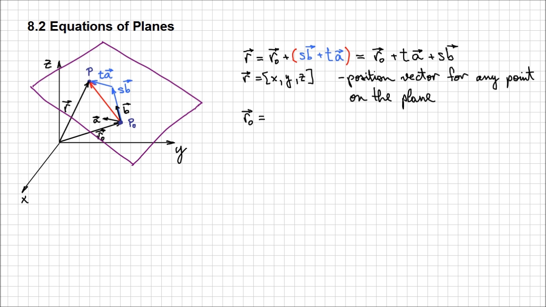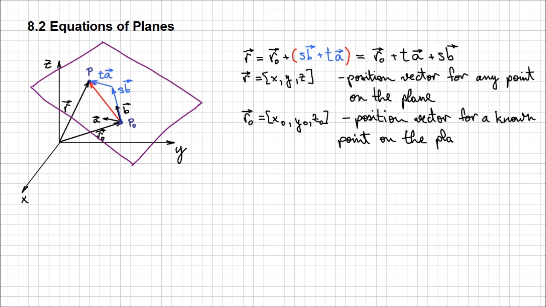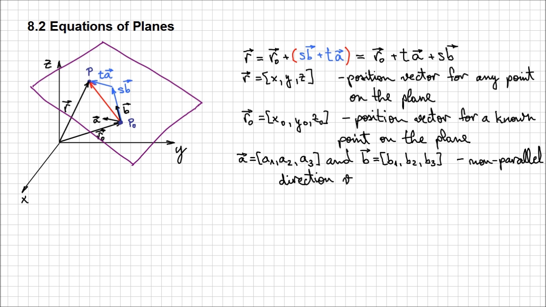The position vector R0 with components x0, y0, z0 is the position vector for a known point on the plane, because we need at least one point. This is the position vector pointing to that known point. And then we have the two direction vectors, A with the components A1, A2, A3, and B with components B1, B2, B3. The two non-parallel direction vectors parallel to the plane. You also see that we use two scalars, t and s, which are real numbers.